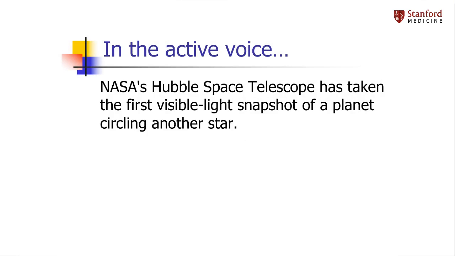To turn this one into the active voice, you had to recognize who or what was taking the snapshots. That's the telescope, NASA's Hubble Space Telescope. That's the agent. What was being taken? Well, the first snapshot of the planet. So we're going to turn this one back into the active voice by saying, NASA's Hubble Space Telescope has taken the first visible light snapshot of a planet circling another star. Hopefully you got something similar.